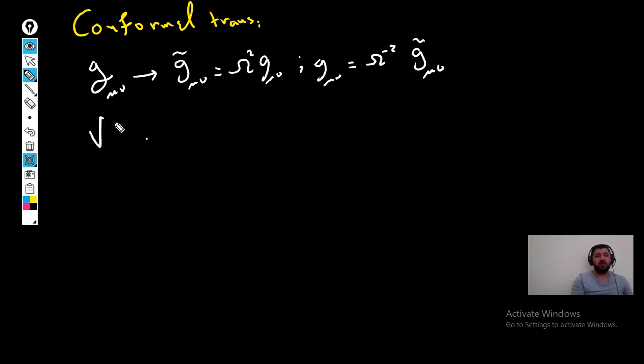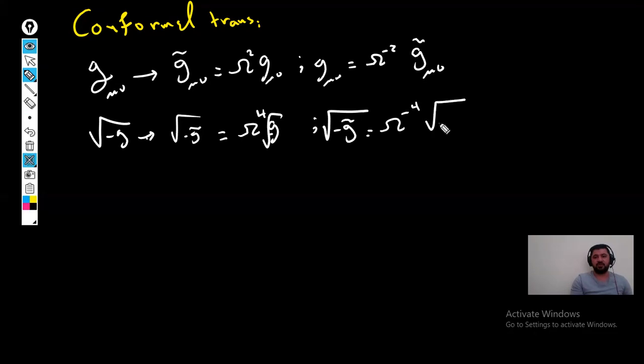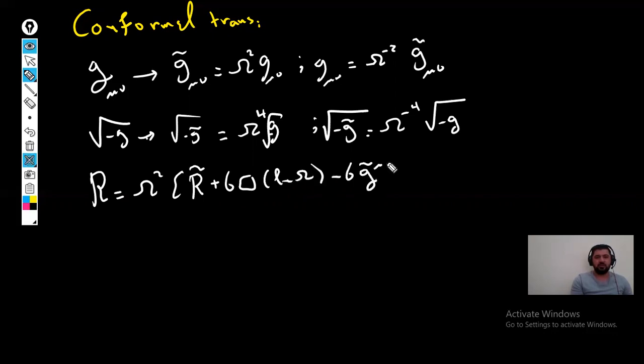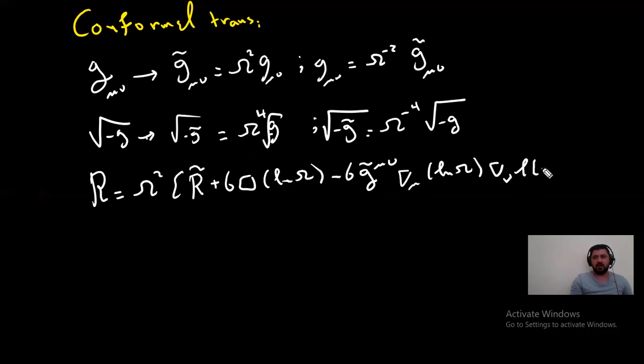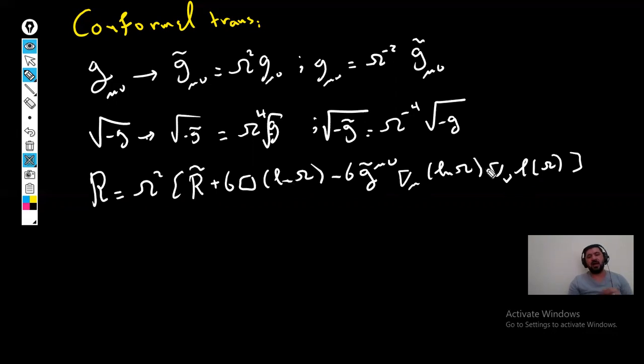For example, also the square root of minus g will be converted to the square root of minus g tilde, and that's equal to omega to the power four times the square root of minus g. Or we can say that the square root of minus g tilde equals omega minus four the square root of minus g. The Ricci scalar also will be changed: R can be replaced by omega squared times R tilde plus six box ln omega minus six g tilde mu nu nabla mu ln omega nabla nu ln omega.